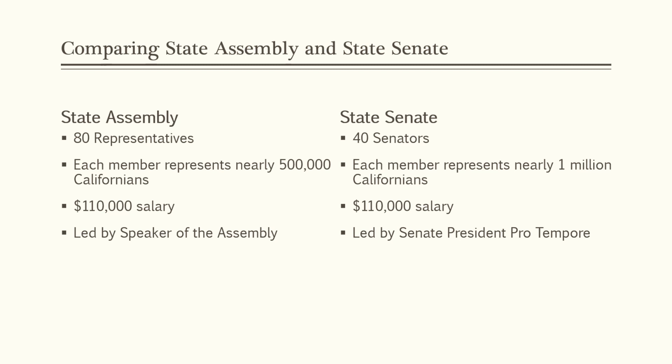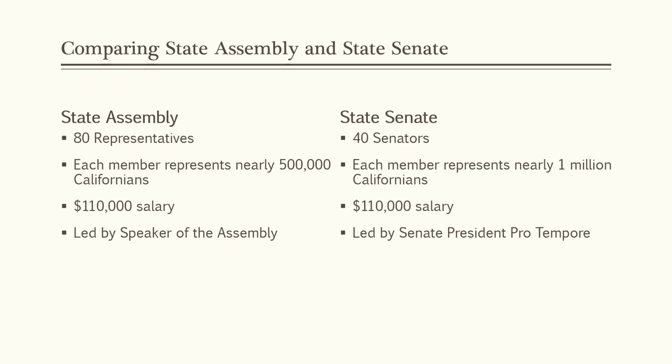So one way of understanding the structure of our state legislature is to compare the two different chambers. Over on the state assembly side, we have 80 representatives who make up that body, whereas on the Senate side, it is 40 senators, basically half the size. So in California, a state of nearly 40 million people, that means that in the state assembly, each representative represents nearly 500,000 Californians, a pretty large district size in terms of population as state legislatures go.